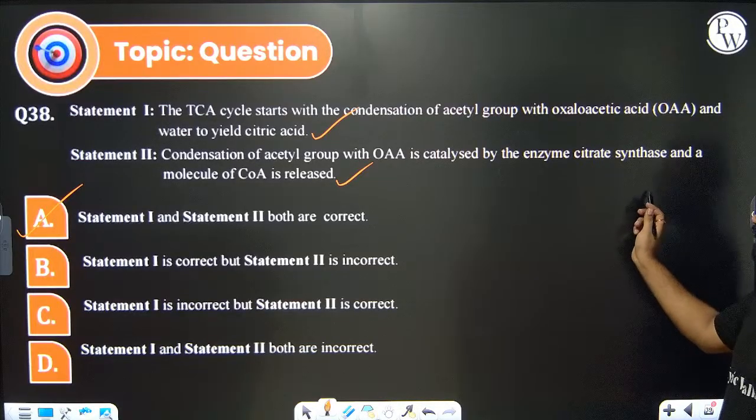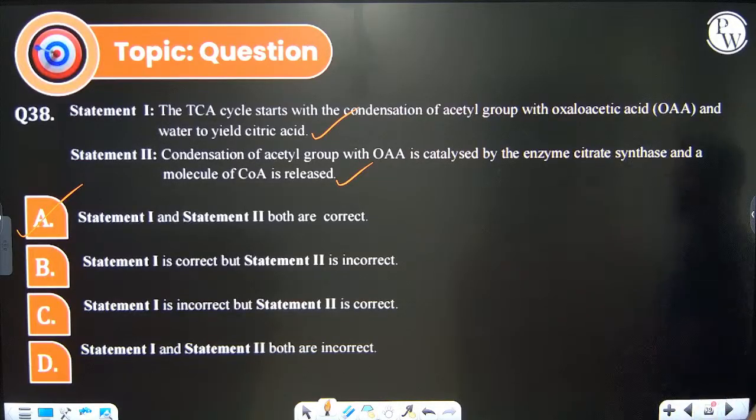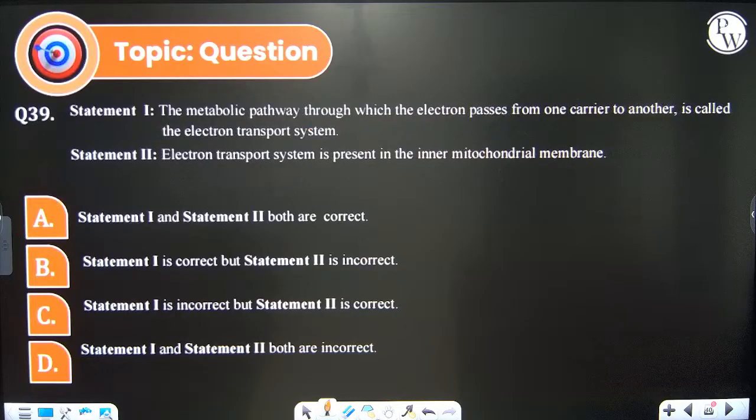Unless and until you have the complete idea of the TCA cycle, you can't attempt this question.